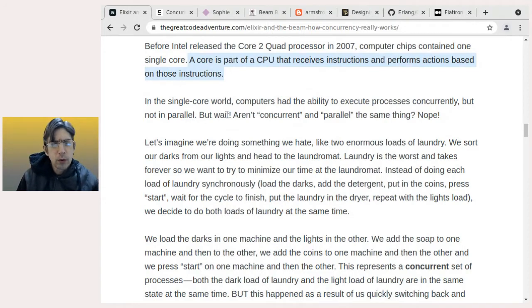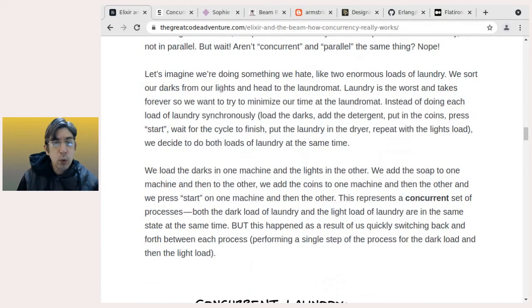But wait, aren't concurrent and parallel the same thing? Nope. Let's imagine we are doing something we hate, like two enormous loads of laundry. We sort our darks from our lights and head to the laundromat. This example is a little bit USA-like, but it's okay, I believe we can understand. Laundry is the worst and takes forever, so we want to try to minimize our time at the laundromat.